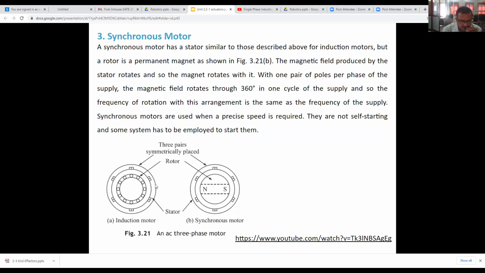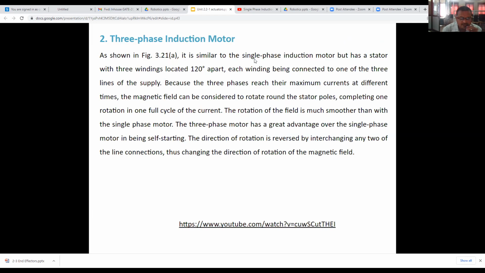1, 2, and 3. They are placed 120-degree apart, each winding being connected to one of the three lines of the supply. Because the three phases reach their maximum currents at different times, the magnetic field can be considered to rotate round the stator poles, completing one rotation in one full cycle of the current. The rotation of the field is much smoother than with the single phase motor.